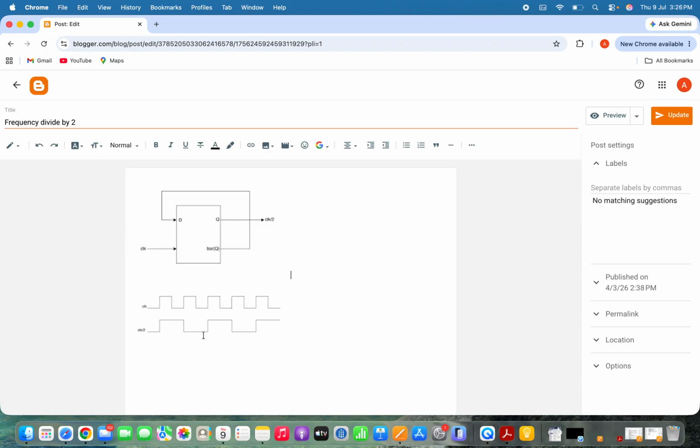This means it takes two input clock cycles to complete one output cycle. Therefore, the output frequency is equal to the input frequency divided by 2. For example, if the input clock is 100 MHz, the output becomes 50 MHz. In other words, the frequency is always reduced by a factor of 2.